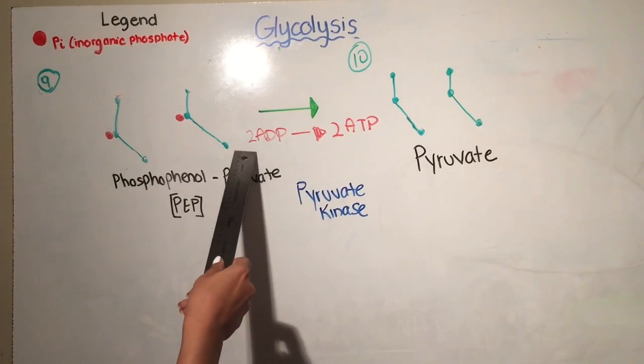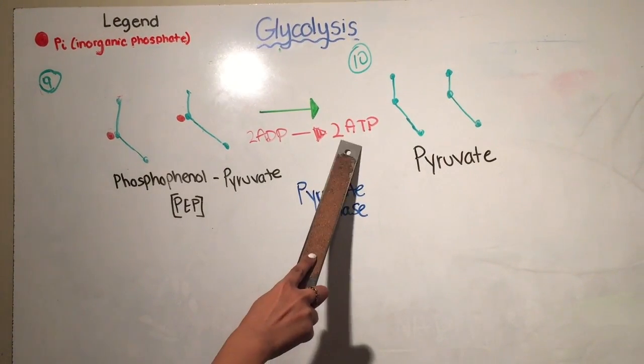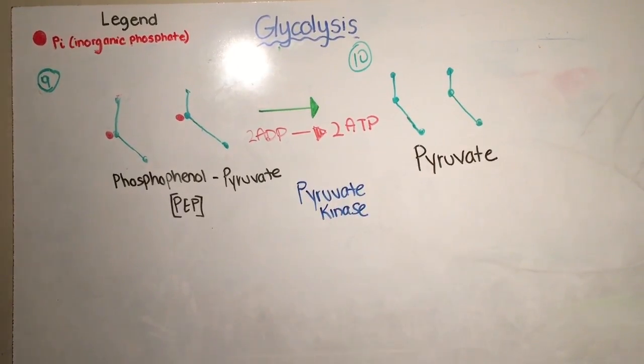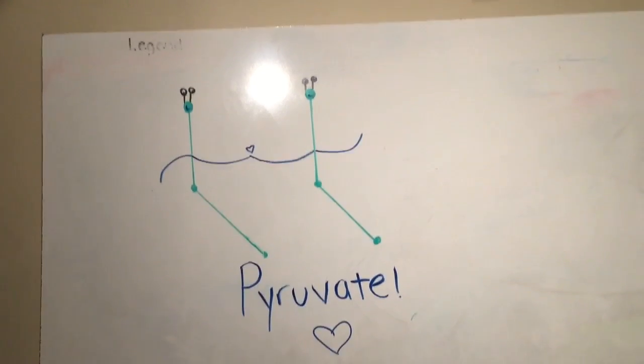2 ADP will come along and take that freely floating phosphate group and attach it to itself, creating 2 ATP. There's two because there are two molecules. Thus, in the end result, we have pyruvate.